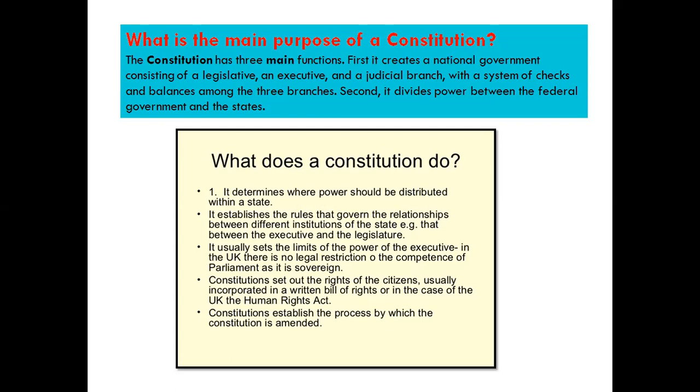If the both is not working, the judicial department is there to make it correct. So like that, each has interlinked with the others. Okay. So we have a system of check and balance among the three branches. Second, it divides the power between federal government and state. So we have another division, federal government and the state.